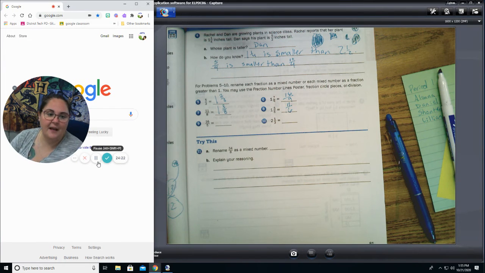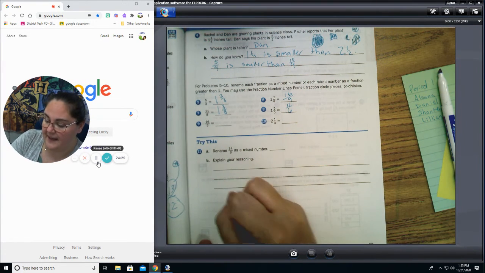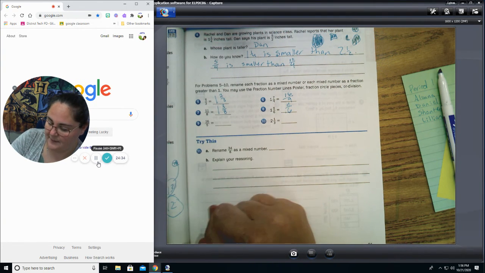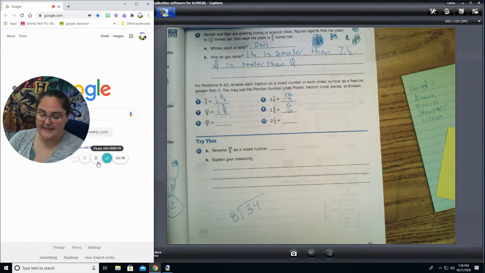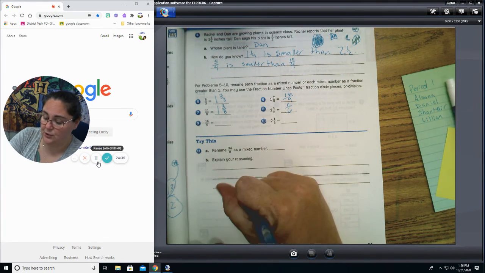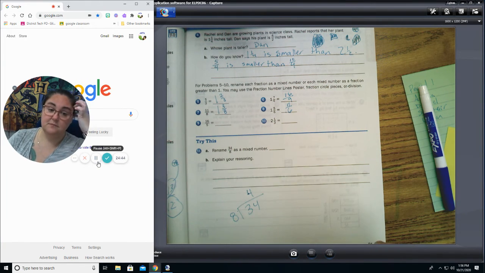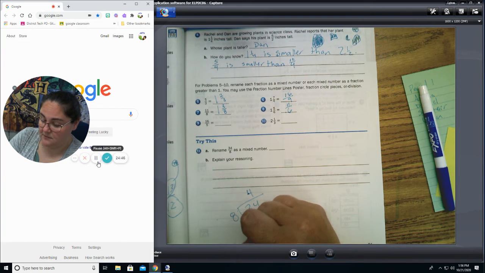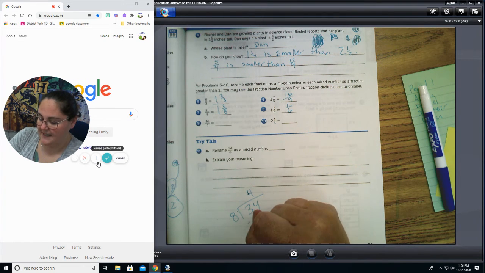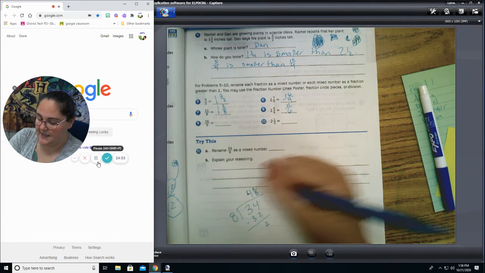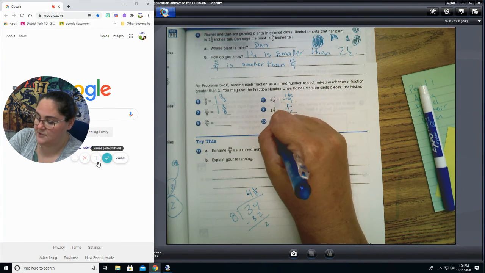Number 11, rename 34/8 as a mixed number. How do I make it a mixed number? Remember, I'm going to divide. So I'm going to show my work on my paper. 34 divided by 8. I know 8 goes into 34 4 times. Because 4 times 8 is 32. Subtract and I get 2 left over. Remember, that's now my numerator and my denominator stays the same. So my answer is 4 2/8.